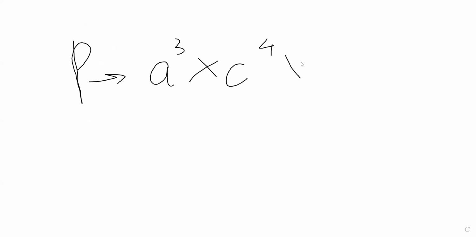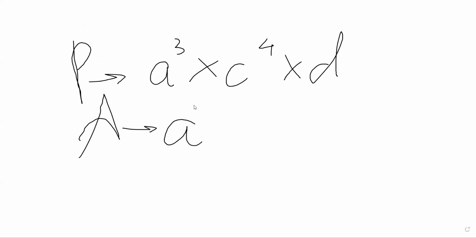Sir, I. Always tell your names because I'm not able to get who is speaking. Priyanshu. Okay, tell your answer. I'll write it here. Priyanshu's answer I will write here first. Okay, tell. a cube multiply c raised to 4 multiply d. Okay. Then Aryan, let us see your answer. a cube into c raised into d.